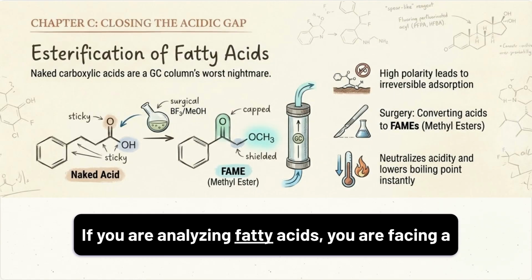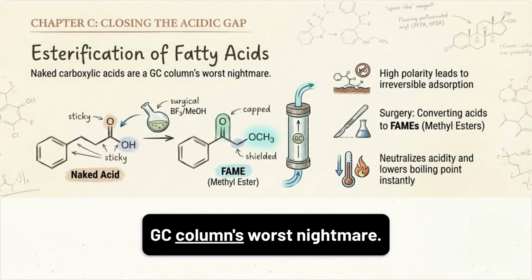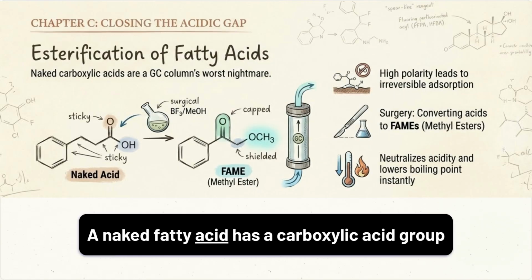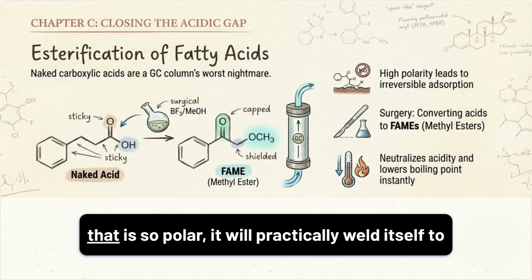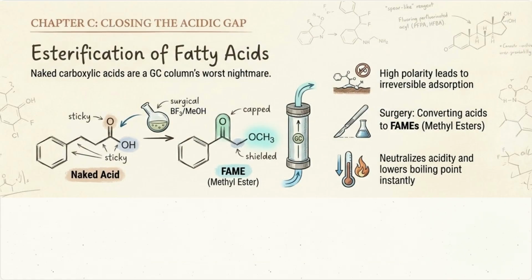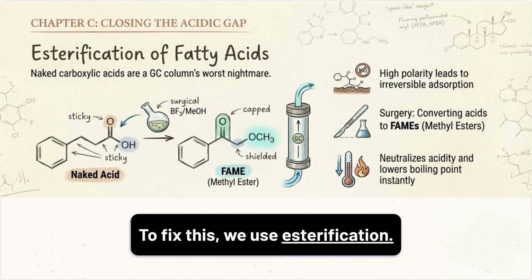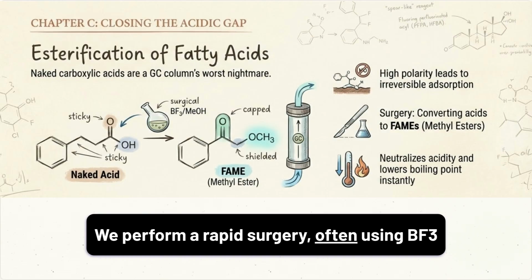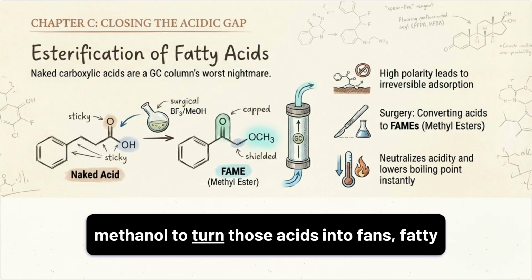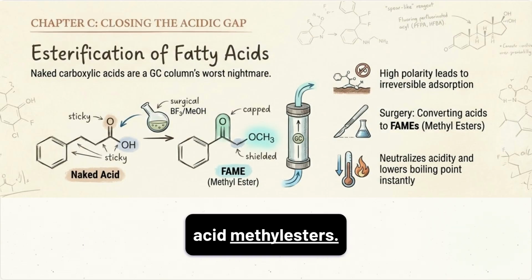If you are analyzing fatty acids, you are facing a GC column's worst nightmare. A naked fatty acid has a carboxylic acid group that is so polar, it will practically weld itself to the column's stationary phase. To fix this, we use esterification. We perform a rapid surgery, often using BF3-methanol, to turn those acids into FAMEs, fatty acid methyl esters.